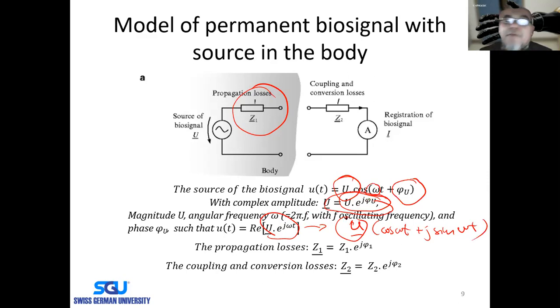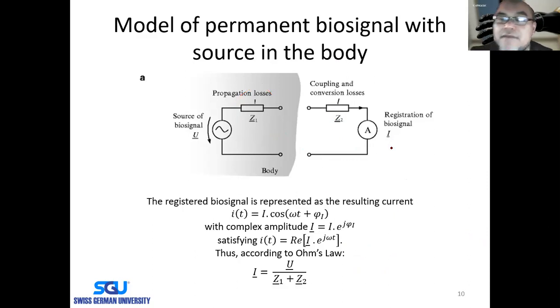The propagation losses are modeled as Z1. It is also a complex magnitude, Z1, the real number times the phase exponent jψ1. So this is all in phasor symbols. The coupling and conversion losses are symbolized as Z2, also a complex parameter equal to Z2 times exponent jψ2. Then the registered biosignal is symbolized as the registered current, using an ampere meter. This is the model.